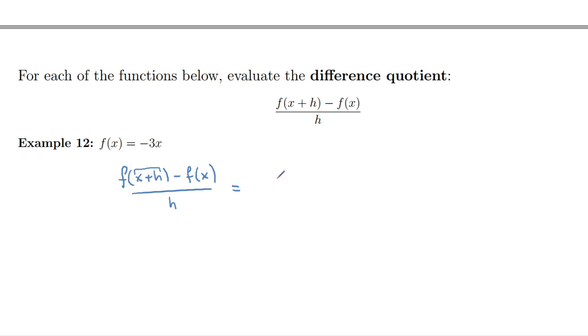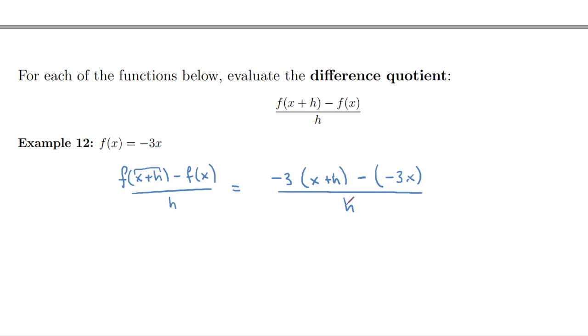So we're going to replace this x here with this x plus h, because if I were to plug in this value, that's what we would get. And then minus f of x is exactly this right here, the negative 3x. And finally, this is still divided by h. Now you want to simplify this using similar techniques that we just did above.